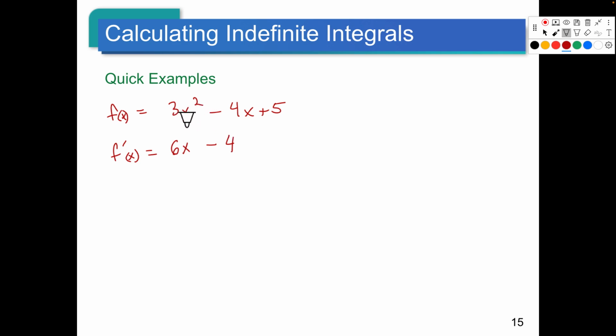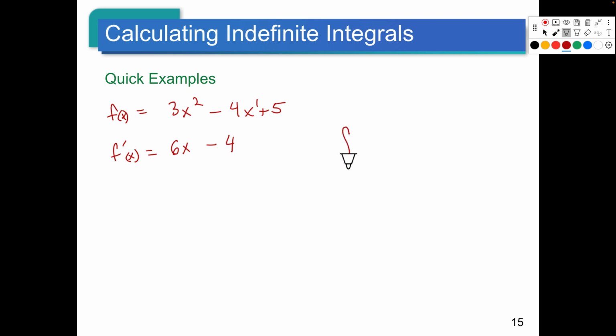Derivative of 3x squared, the 2 comes down. 2 times 3 is 6. Subtract 1 from the exponent. 4x, that's to the first power. The 1 comes down, times 4. X to the 0 power, which is 1. So now, again, our answers are sitting right there.